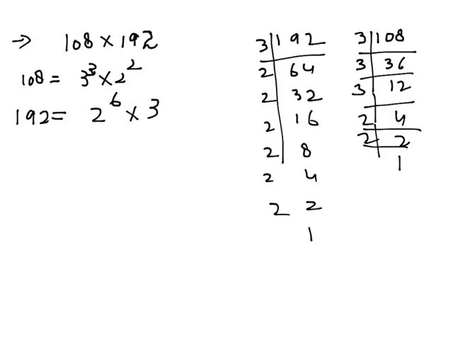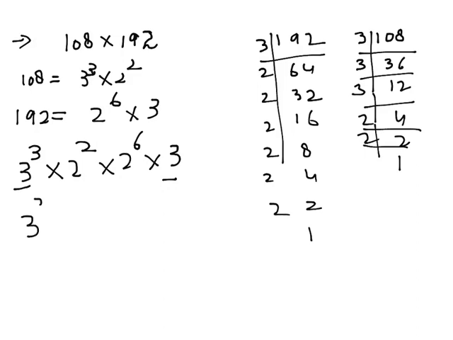So now we have 108 times 192. We can write it as 3 raised to the power 3 times 2 raised to the power 2 times 2 raised to the power 6 times 3. Now with the same base, powers will get added. So we will have 3 raised to the power 3 plus 1 times 2 raised to the power 2 plus 6. So we will get 3 raised to the power 4 times 2 raised to the power 8. So this is a way to write a given number in the exponential form.